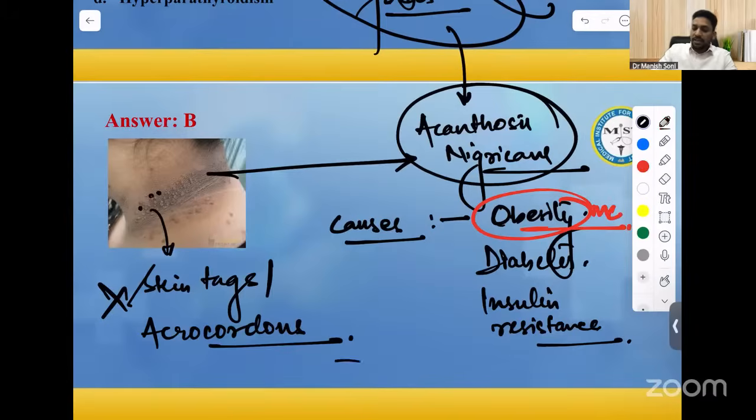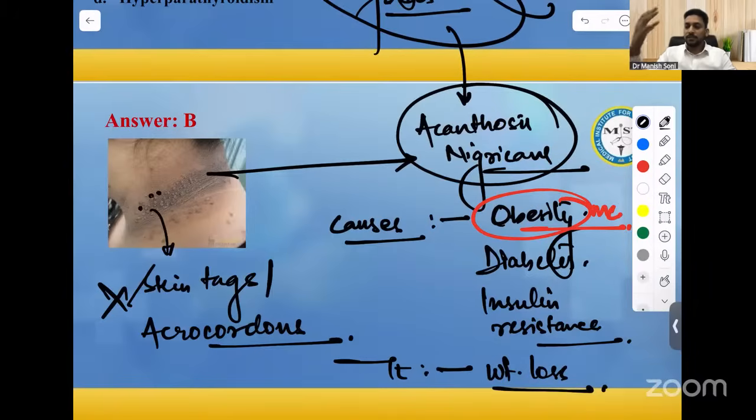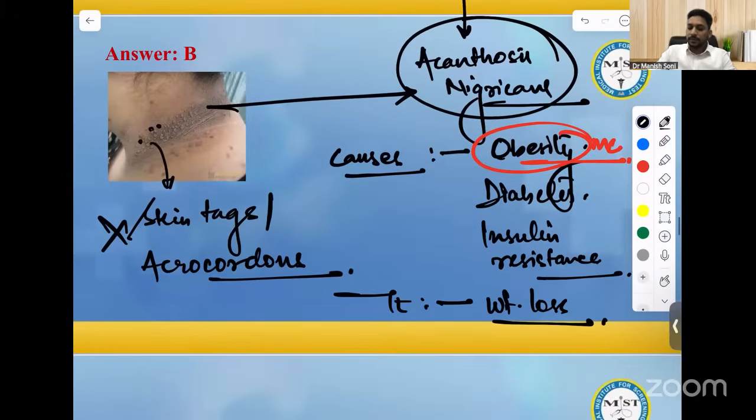So what will be the treatment? The treatment will be weight loss. So you have to ask the patient to lose some weight. Once the patient reduces the BMI, so BMI comes down, the pigmentation also comes down.